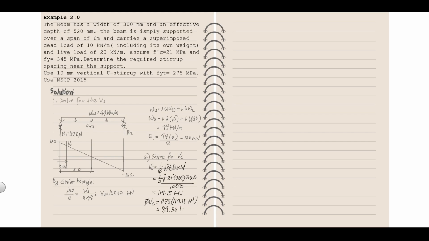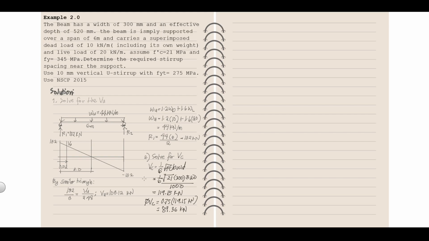89.36 kilonewton. Alright? So dito, sa problem natin, kasi ang tinatanong lang naman class is the spacing near the support. As you can see, your VU is 109. This is greater than the PVC. Okay, so no need for us to get the 1/2 PVC here, kasi mas malaki naman yung VU. So, hindi siya magpo-fall sa minimum AV. So, no need for us to get the 1/2 PVC. So, diretso na tayo to solve for the VS.